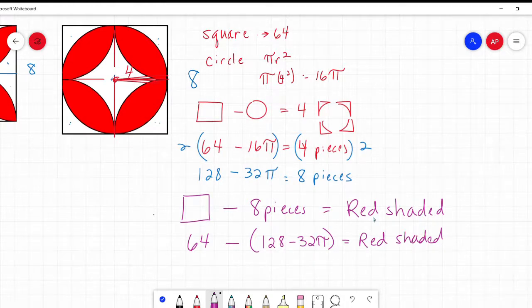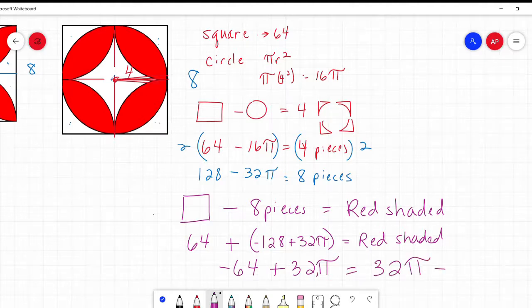So to subtract this, I'm going to change this to plus, a minus, and a positive. I'm going to distribute that negative. So 64 plus a negative 128 is negative 64, plus a positive 32 pi is the red shaded area. And I can reverse that just to make it a little easier to read. 32 pi minus 64 is the red shaded area.